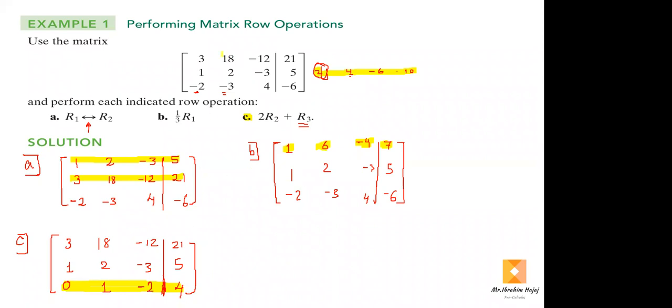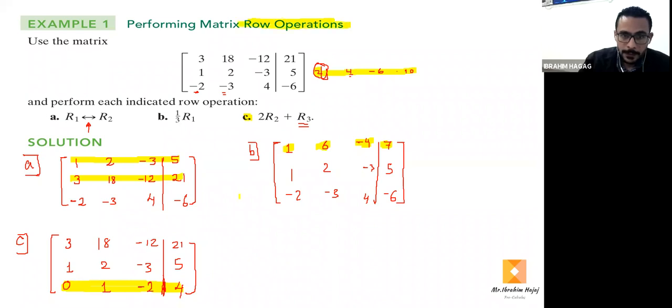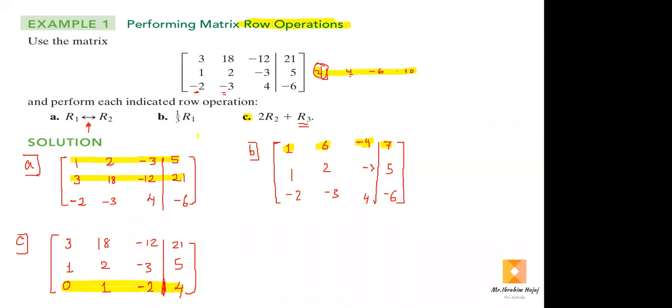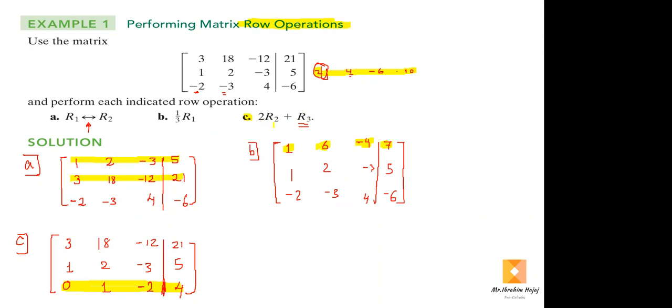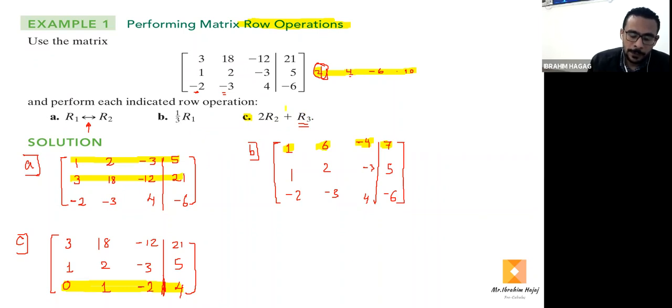Yes, sir, I have a question. These are called row operations on matrices. How do you know which row to change? Which row is the one that we need to change? This is up to you. You need to decide according to the row operation. You will be the one who decides which row to multiply and add to which row to change this to 0.